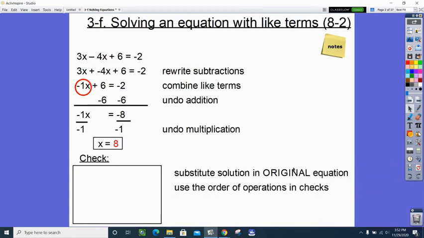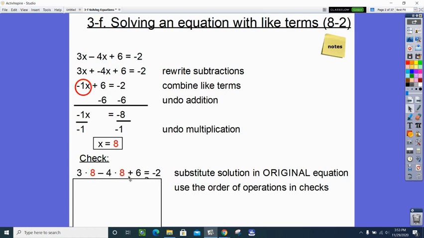Now, in order to check it, remember we have to go into this original equation. We're not going to check it in this one. We're going to go right to the top. Because if we make a mistake from here to here and we check it in the middle, we won't catch the mistake. So that 8 is going to take the place of the x there and there in the original. So 3 times 8 minus 4 times 8 plus 6, does it equal negative 2?